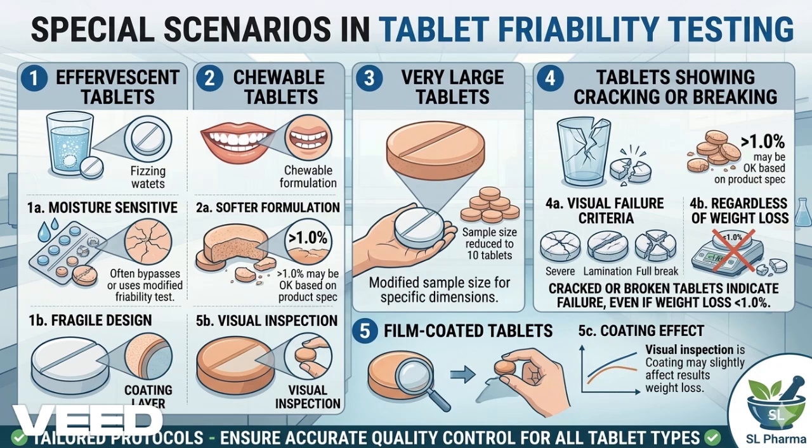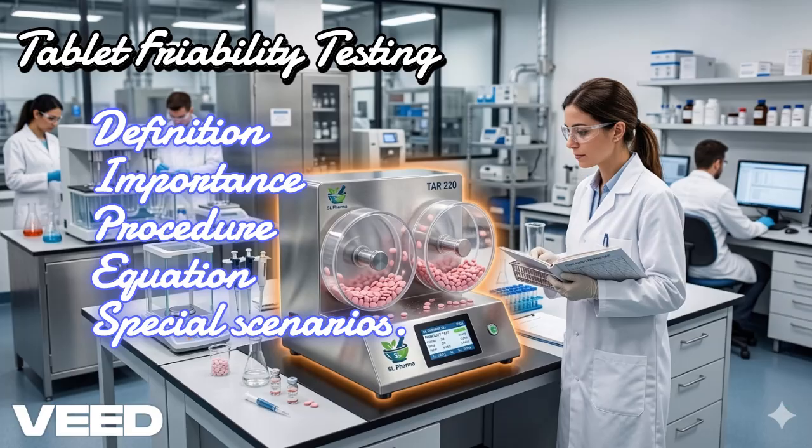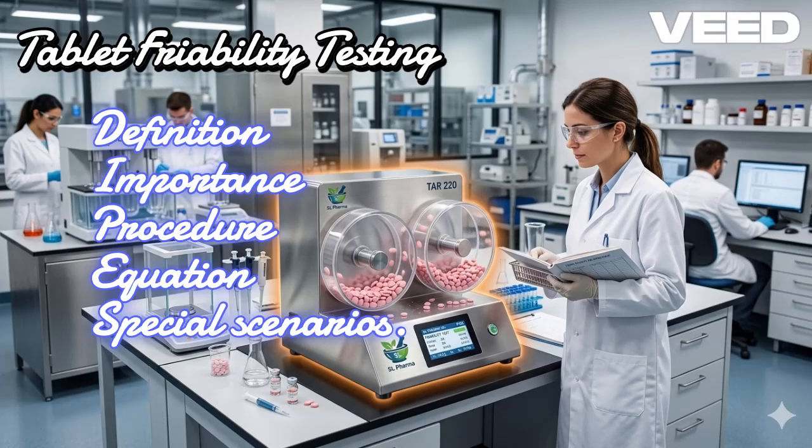Finally, high friability can occur due to factors such as low binder concentration, insufficient compression force, poor granule size distribution, or low moisture content. Improving these parameters helps produce strong and durable tablets. So that's a quick overview of tablet friability testing, including its definition, importance, procedure, formula, and special situations.